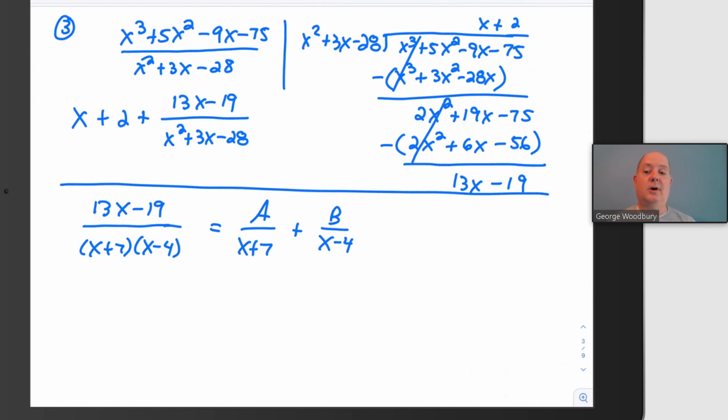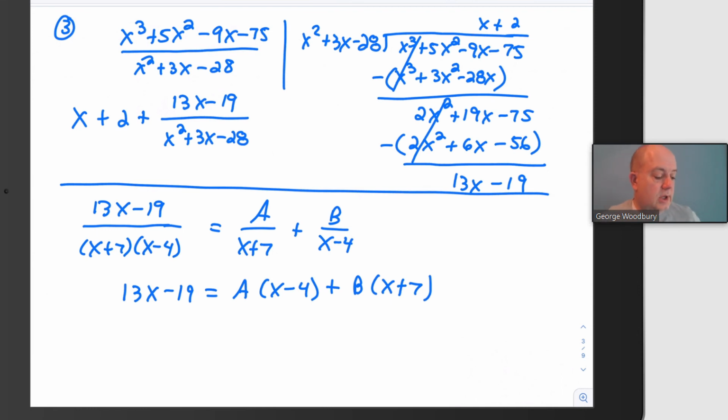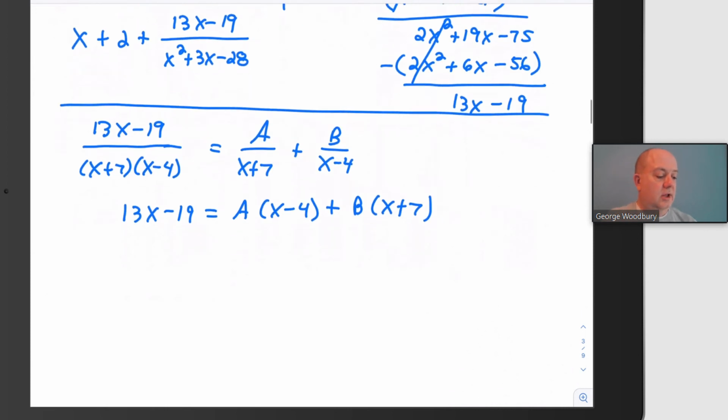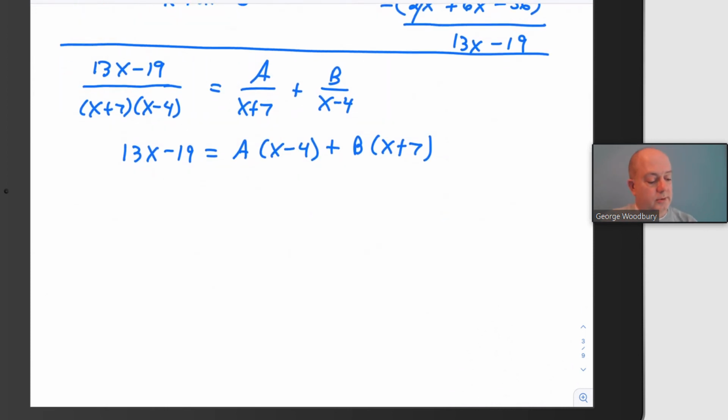Multiply through by the common denominator. The left side becomes 13x minus 19. The x plus 7 divides out, leaving A times x minus 4. For the second term, the x minus 4's divide out, leaving B times x plus 7. And now we can get rid of one of these constants. Let's use x equals 4, because 4 minus 4 is 0, and that's going to make this term disappear, leaving only B to solve for.